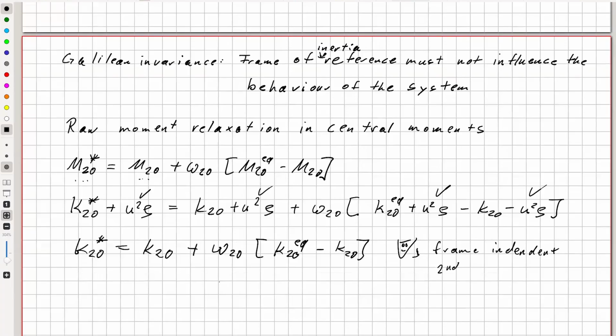Frame independent, so this applies, by the way, to all second order moments, K20, K02, and K11. By the way, this is only true if there is no force. So if you have a force, then this may be violated. And this is the reason why there are so many ways in lattice Boltzmann to compute forces, because you want to avoid this violation here. But assume there is no force.